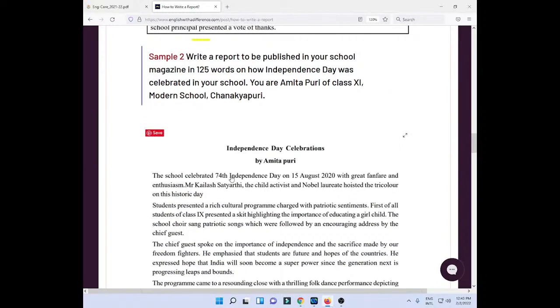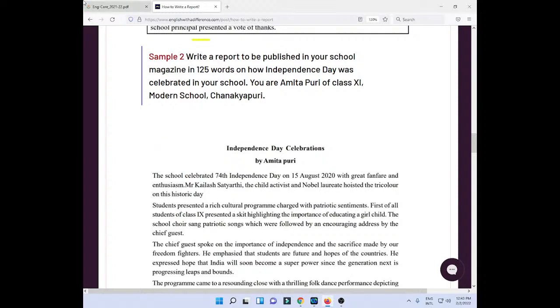You see sample example number 2. Write a report to be published in your school magazine in 125 words on how Independence Day was celebrated in your school. You are Amita Puri of class 11, Modern School, Chanakya Puri. So Independence Day, it is also an event, right? Where do you need to write this report? You need to write in the school magazine.